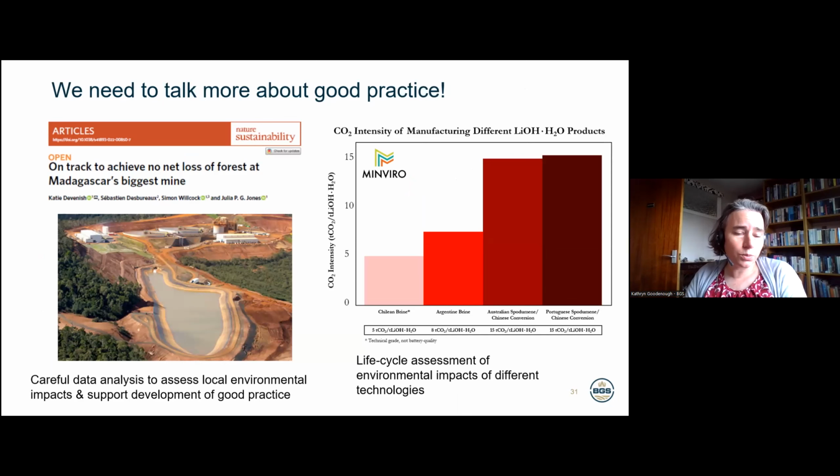Just a couple of examples here. The first one is a PhD student that I've been collaborating with recently, who has been working on the big Ambatovy nickel mine in Madagascar, shown there on the left. You can look up her paper in Nature Sustainability. This mine, when it opened, committed to protecting the forest. Now, Madagascar only has about 10% of its original primary rainforest left. And the biggest destroyer of Madagascar's rainforest is poverty.